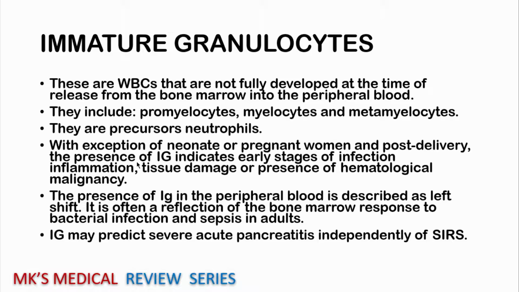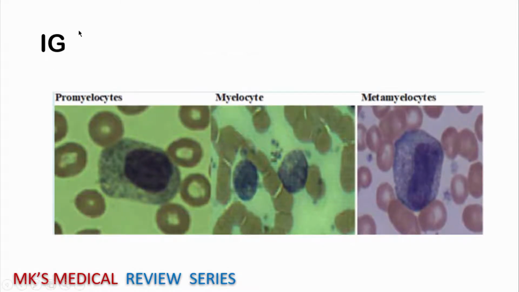The presence of these immature granulocytes in the blood, you refer to that as a left shift. Remember, this is one of the things that is seen in infections, and this is going to be reflecting the bone marrow's response to bacterial infections as well as sepsis in adults. These immature granulocytes may actually be a predictor of severe acute pancreatitis, independent of a systemic inflammatory response syndrome. So here are the immature granulocytes. Here you have a promyelocyte. Here you have metamyelocytes, here you have myelocytes, and here you have metamyelocytes. And of course, these are red blood cells.